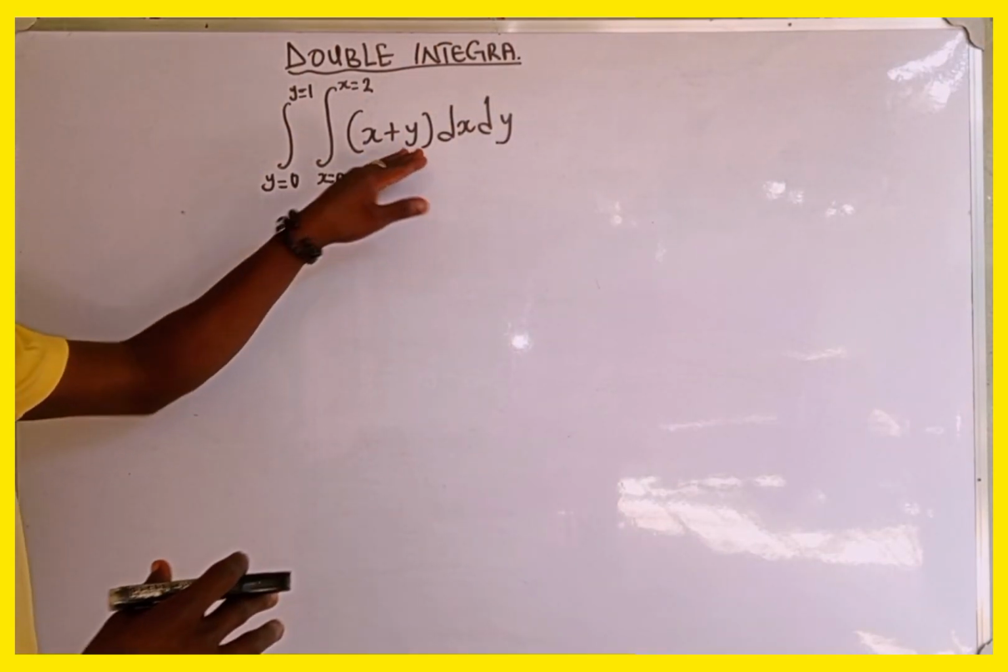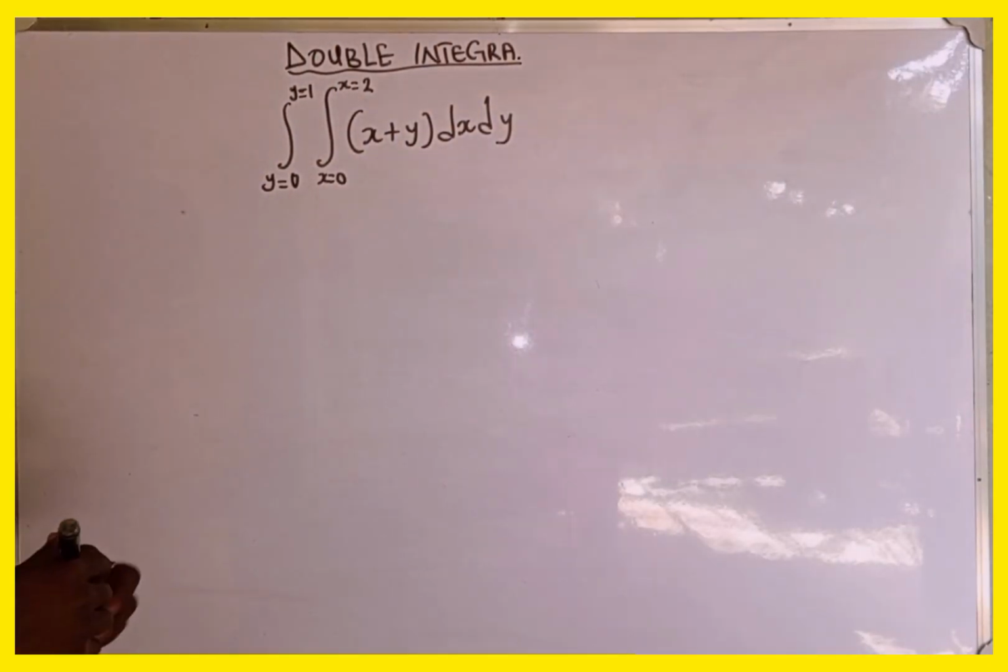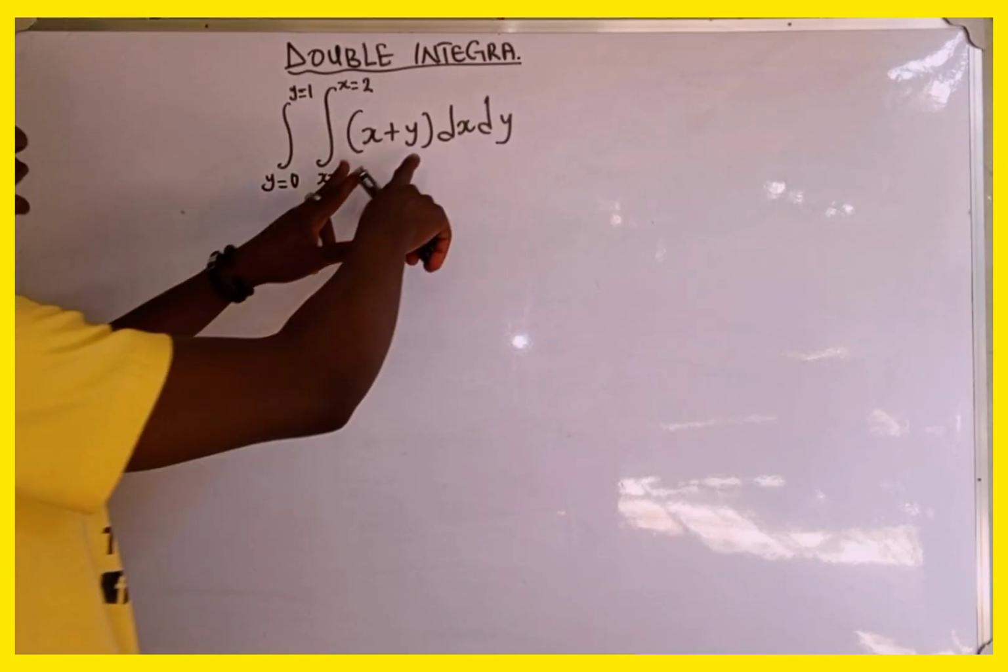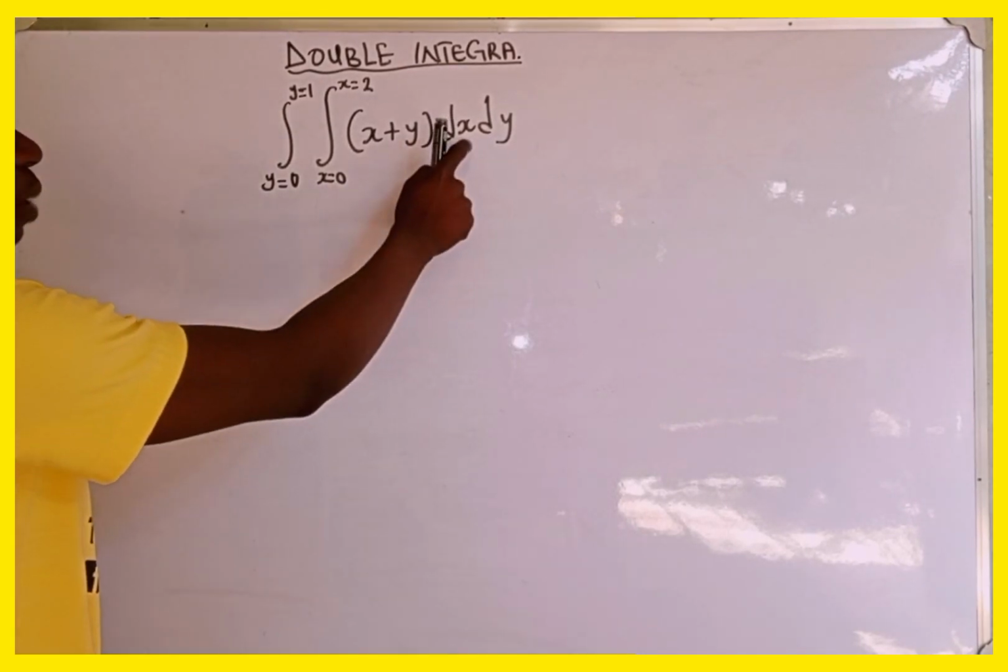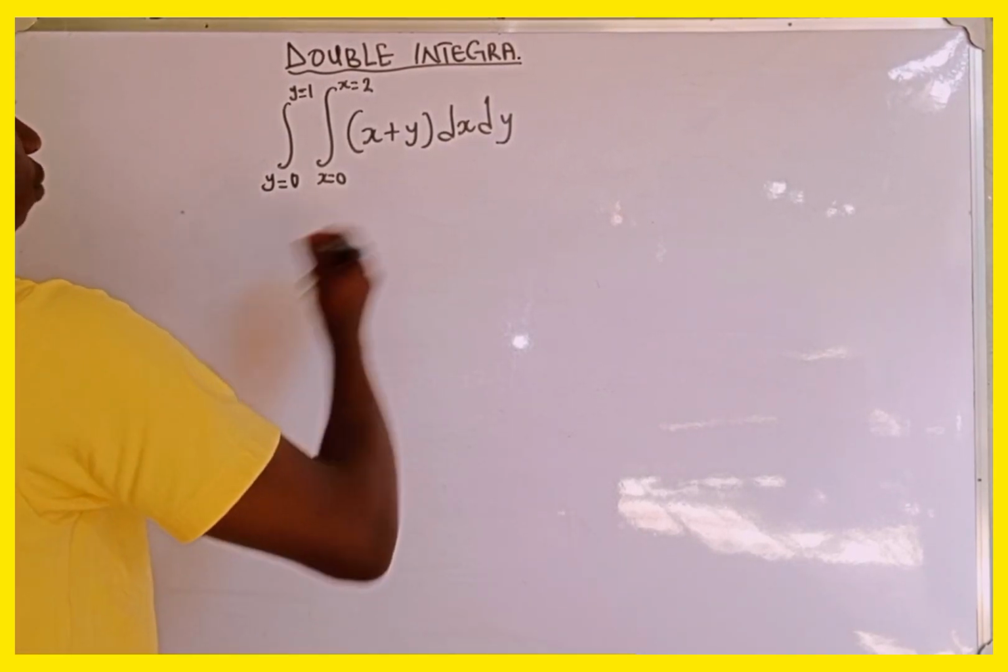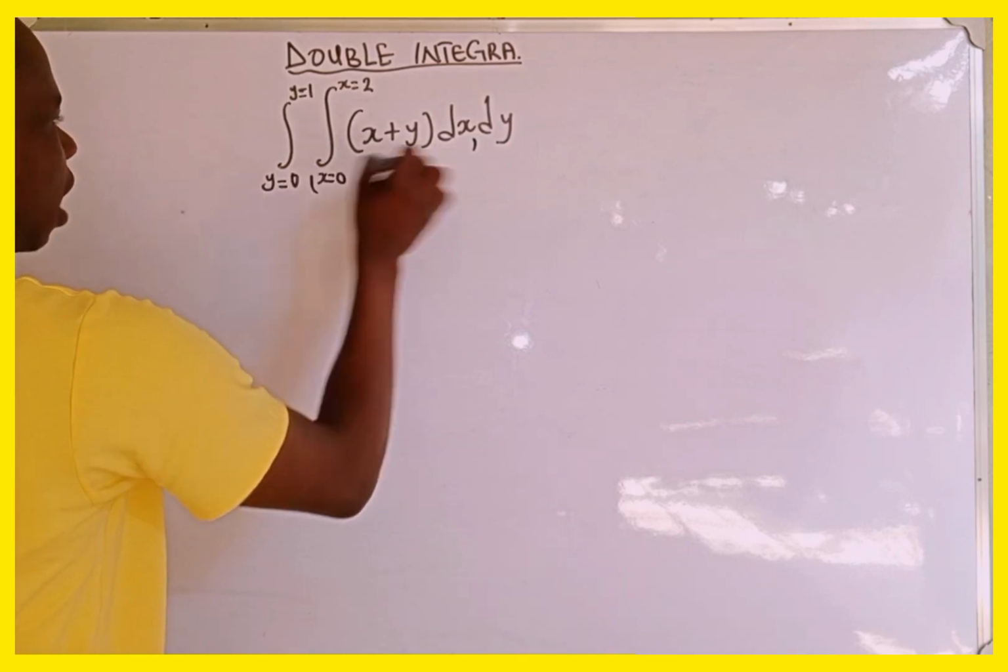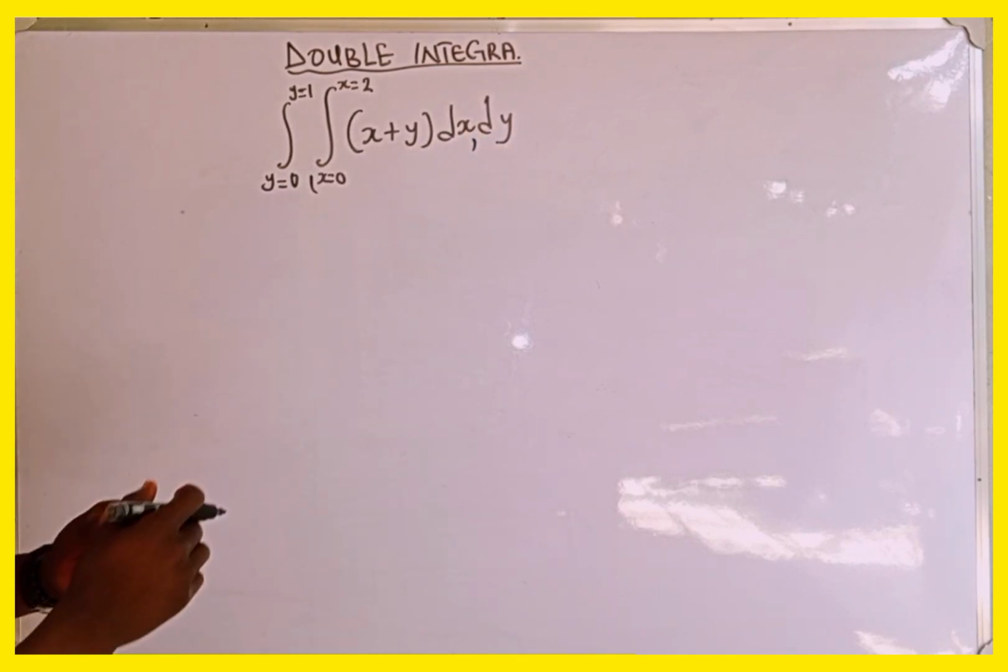So the question on the board is a double integral. We're asked to integrate this function x plus y. So let's get started. Solution. The first thing we're going to do is to integrate the inner integral, which corresponds with x. So we're going to integrate with respect to x, before we substitute and integrate the outer integral with respect to y.